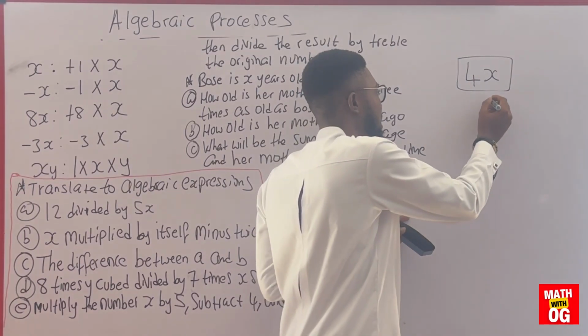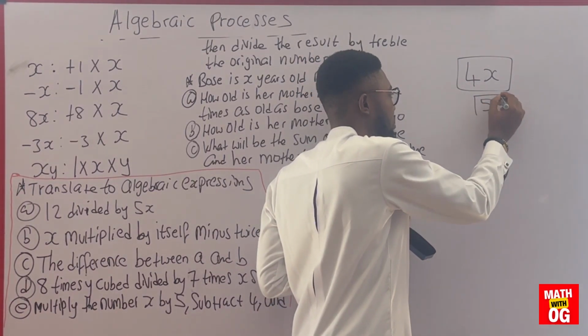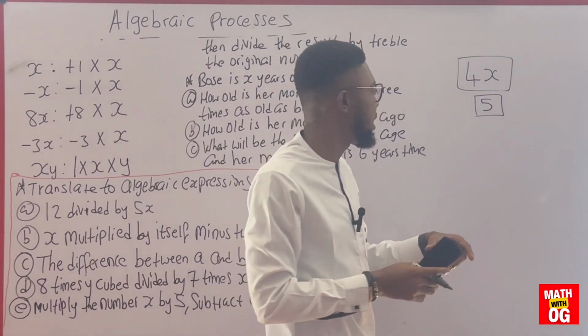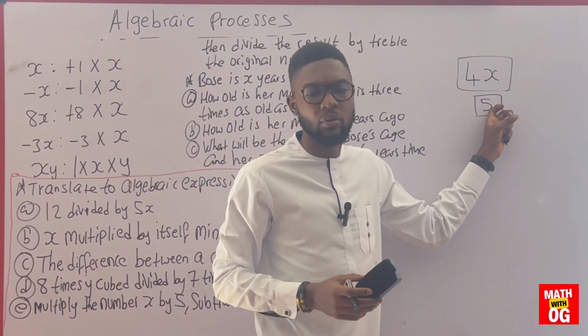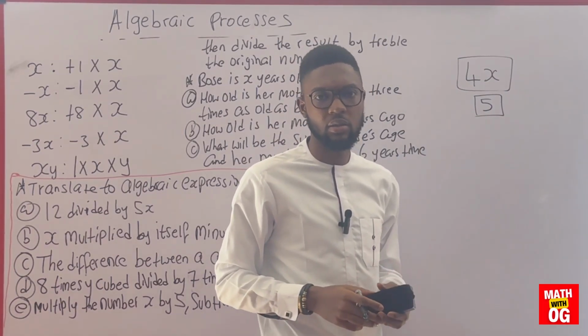But if you come across a number like this, 5, this is not a variable. This number here is a constant. 5 is 5, and 5 does not have any other value apart from 5. So that's the whole idea of variables and constants.